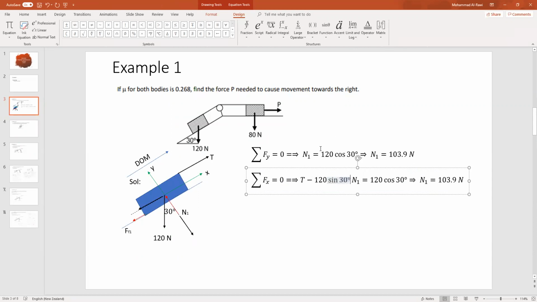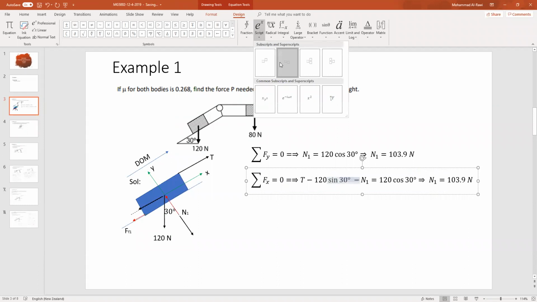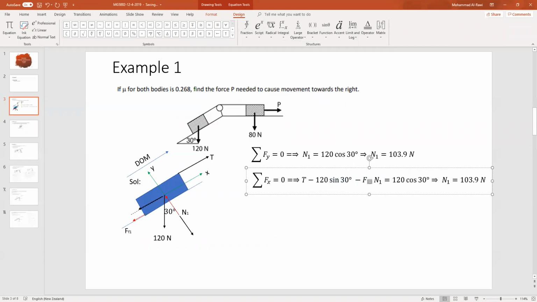And what else do we have there? We have minus the friction force. At this stage, I'll write friction force because I want to do it step by step so you guys can learn how we get that. And the rest of the equation I would just cancel because it's not important. So the equation equals 0.